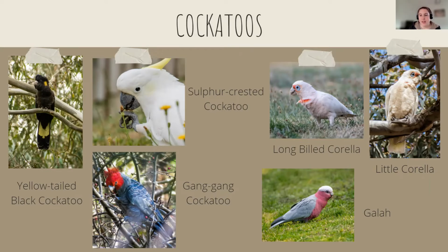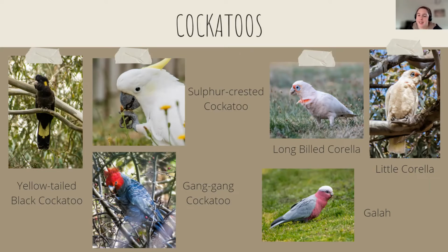Then we have the long-billed corella and little corella, and you can tell these guys apart because the long-billed corella has that red stripe on its upper chest. These guys are really loud and found all around urban areas as well, on power lines, in ovals, in park trees. So you have a high chance of finding these guys at your school.